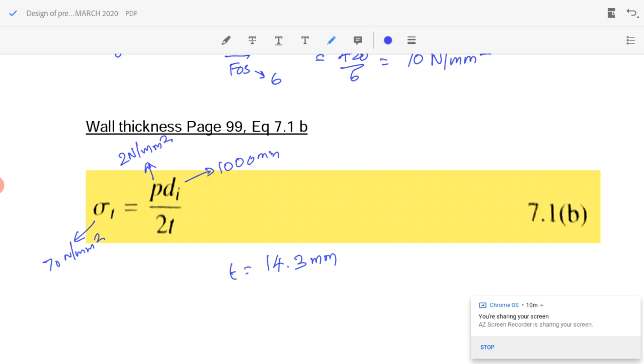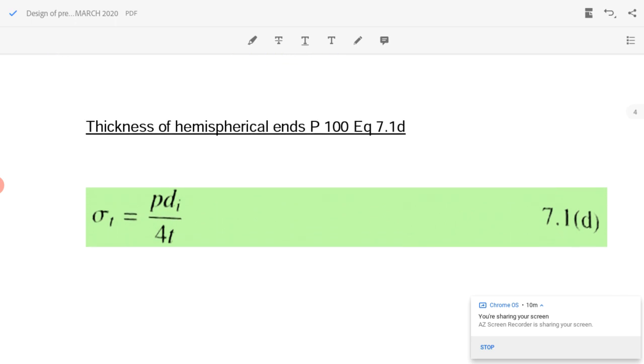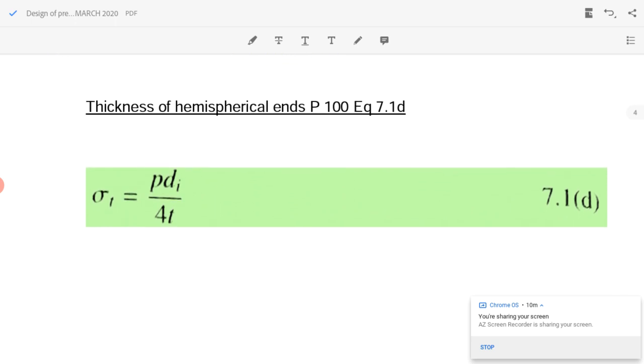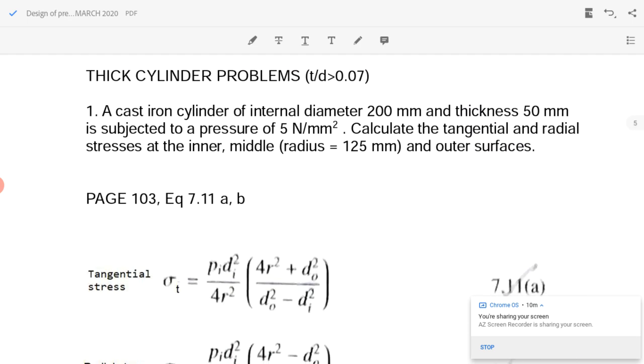Now the thickness of the hemispherical ends: sigma T equal to PD by 4T. Here also the same values are known. So you will get thickness equal to 7.15 mm. These are very simple equations for design of thin cylinders. Now we can go to the next question.